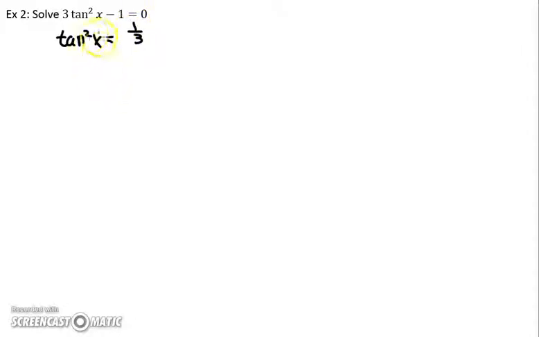We don't know anything about tangent squared, so take a square root. Tangent of x is equal to the square root of 1/3, which is 1 over the square root of 3, which is radical 3 over 3. So we're going to have to try to find where tangent of x is equal to not just radical 3 over 3, but when we take a square root, we have plus or minus, right? So plus or minus radical 3 over 3.